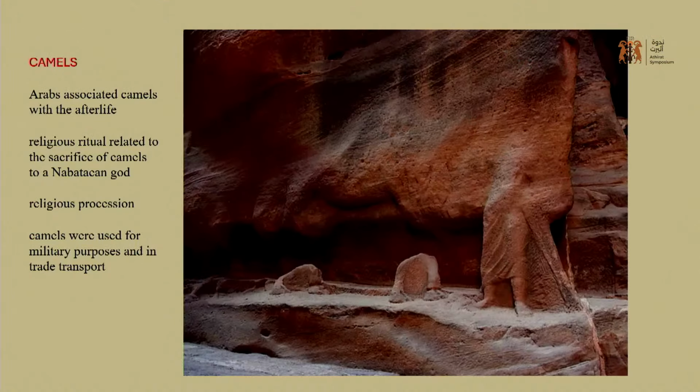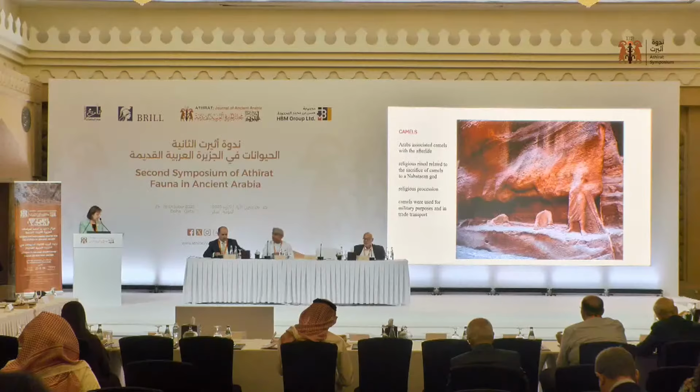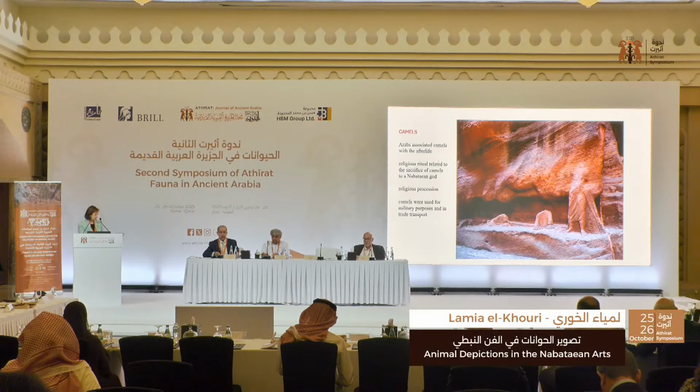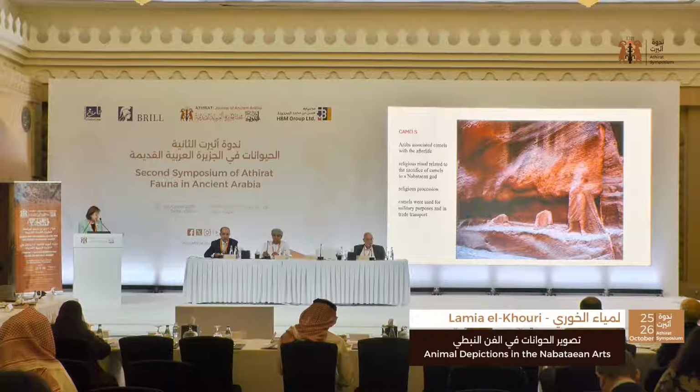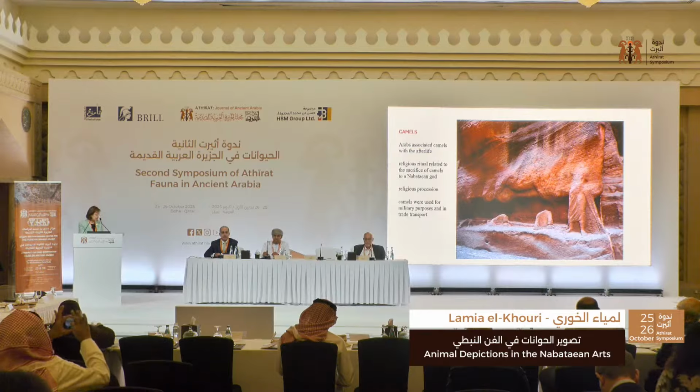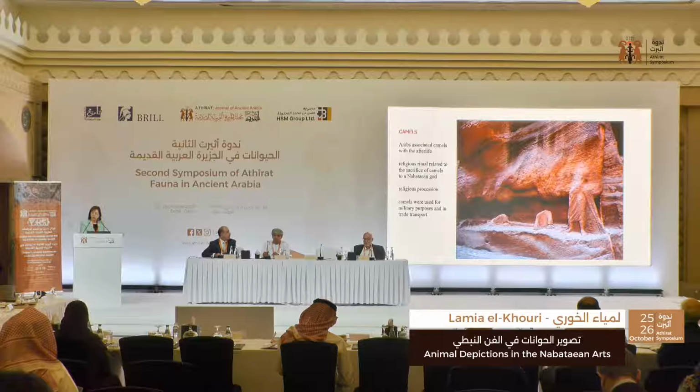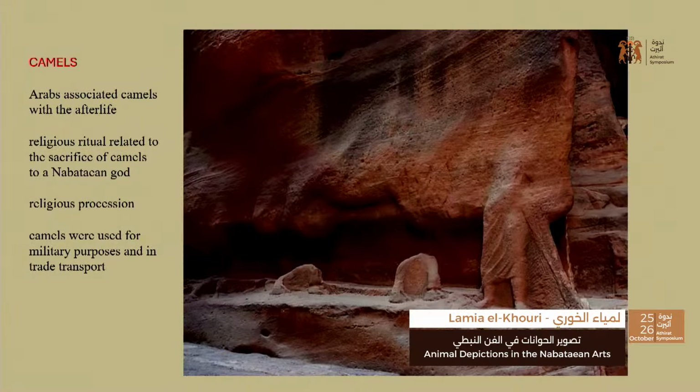Aside from the lions, now I'll go to the third animal, the camel. The camel was used in the Nabatean dietary and also in transportation. The camel was used also in warfare by the Nabateans. We see it on sculptures, we see it on terracotta figurines as well, and we see it on coins.